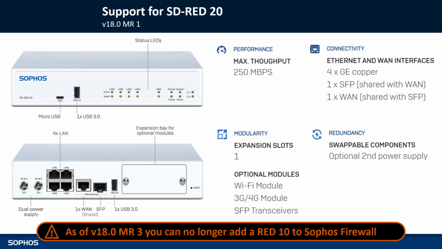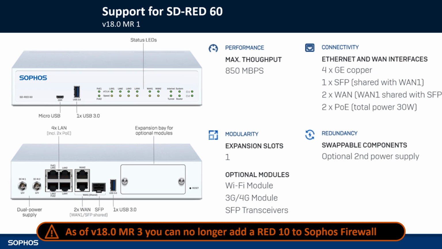As of version 18.0 MR3, Maintenance Release 3, we can no longer add a RED 10 to the Sophos Firewall, so please keep that in mind. The SD-RED 60 has a few benefits over the SD-RED 20. The throughput is increased from 250 megabits to 850 megabits. Additionally, the SD-RED 60 adds a second WAN port, which allows for failover or balancing of the WAN link.